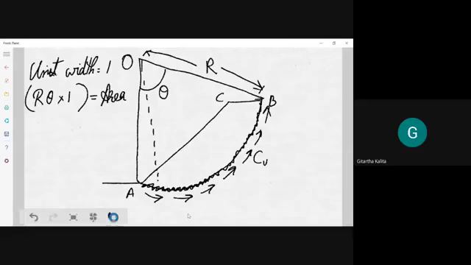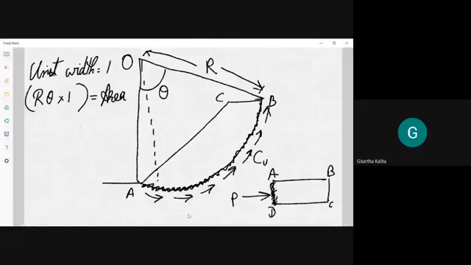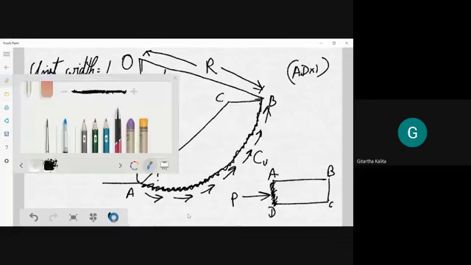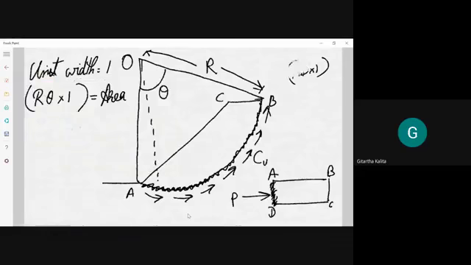Length into width. It's like this one. Suppose this is a bar and we need to find out the area of this bar. If this is A, B, C, and D, and a force P is applied here, what is the area that we want? If this is of unit width, the area will be AD into 1. Cross-section area, AD into 1. We have used the same concept in the flow net also. Same way, the area will be r theta into 1.